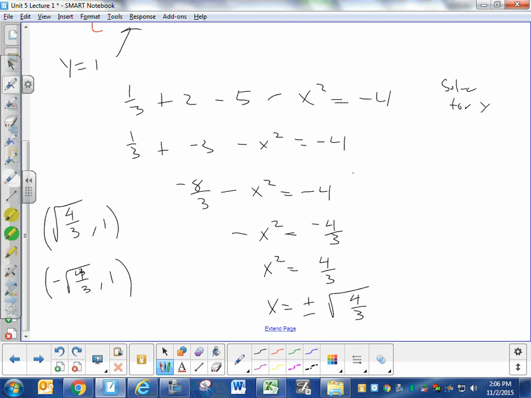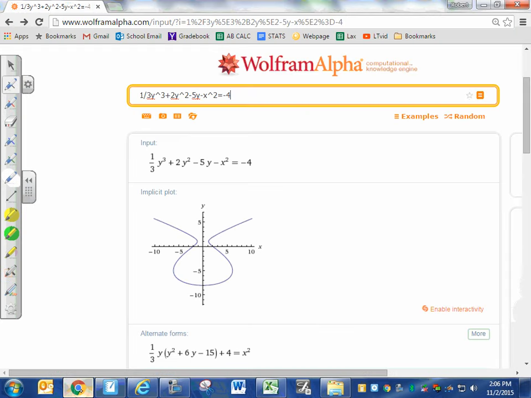√(4/3) is very, very close to 1. -√(4/3) is very, very close to -1. If I look at my graph, we have points really, really close to (1, 1) and (-1, 1), where we have vertical tangents, right here and right here.